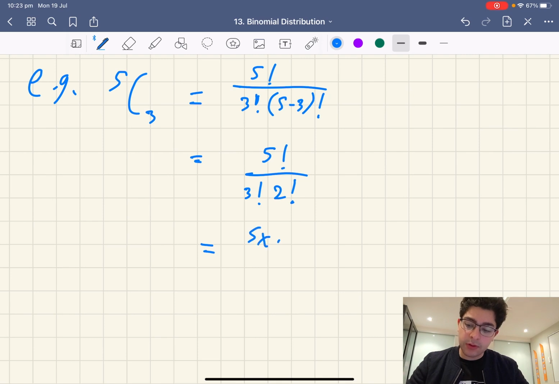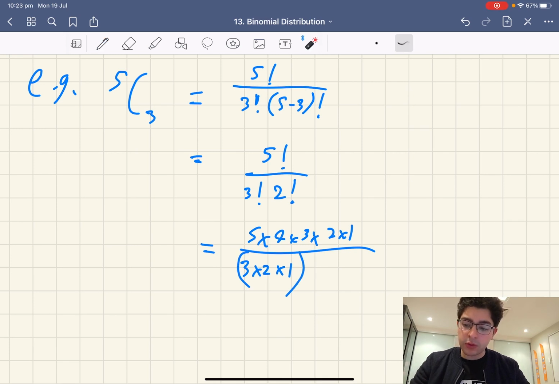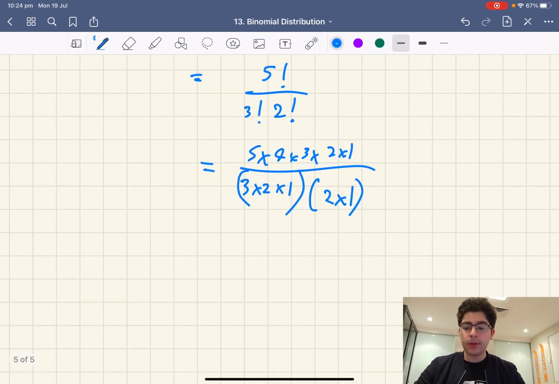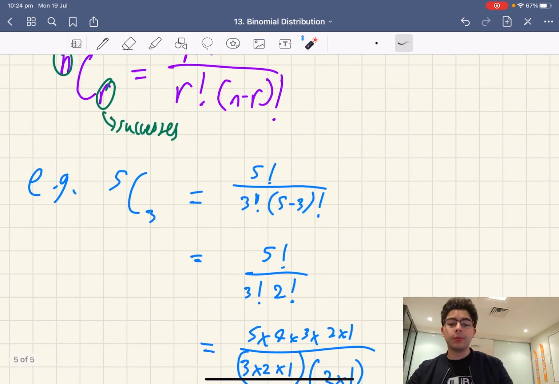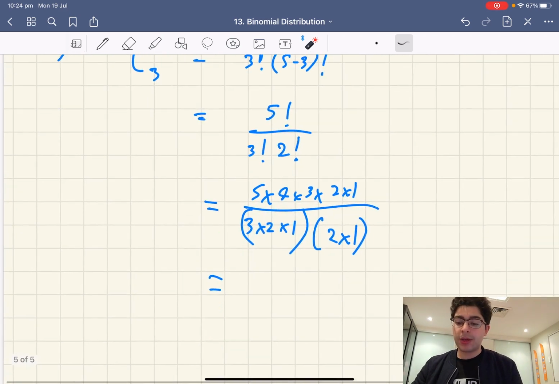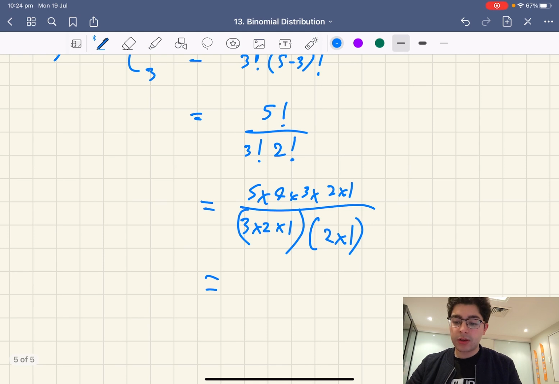So that's going to be 5 times 4 times 3 times 2 times 1, all over 3 times 2 times 1 for the first one, or 3 factorial. And then 2 factorial is 2 times 1. And you can just put that in your calculator. You can also put this in your calculator, which I'll get to a bit later on. But right now, if we just did that by hand, 20 times 6 is 120, over 6 times 2, which is 12, you're going to get 10.